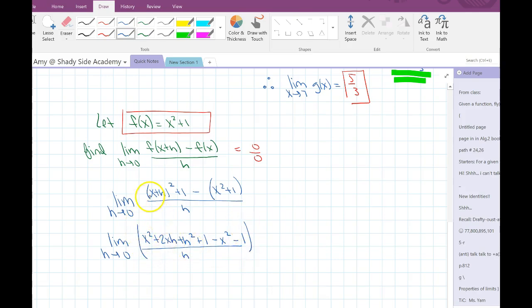Now, here's an example of messing around. Oh, I can clean. That was feigned surprise. I knew that was going to happen, everyone. What happens here? x squared and x squared cancel out, positive 1 and negative 1 cancel out, and my argument of the limit becomes 2xh plus h squared all over h. And I am finally done cleaning, aren't I?